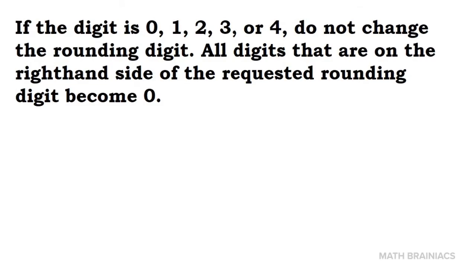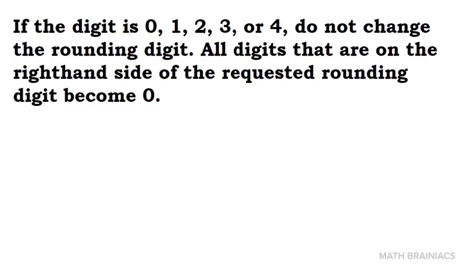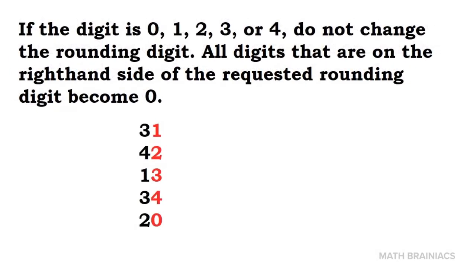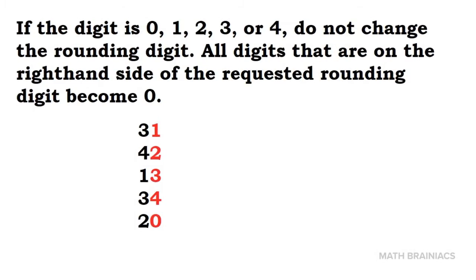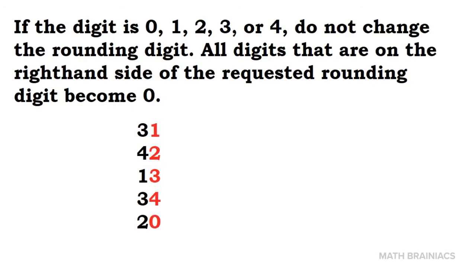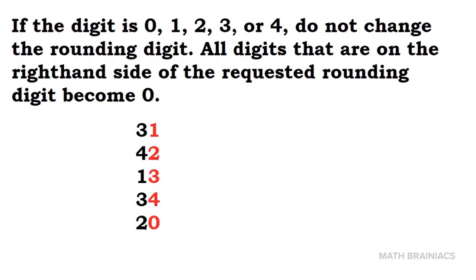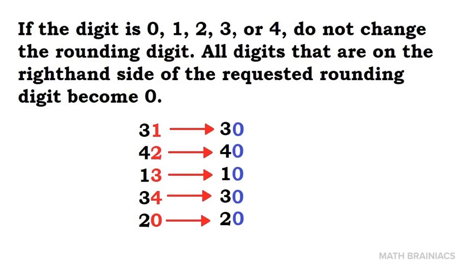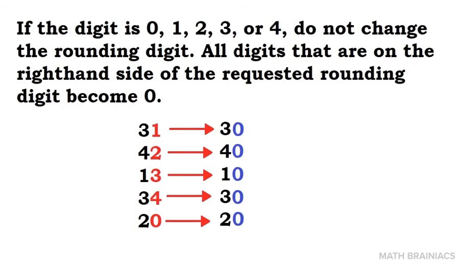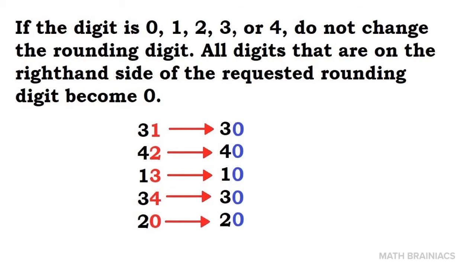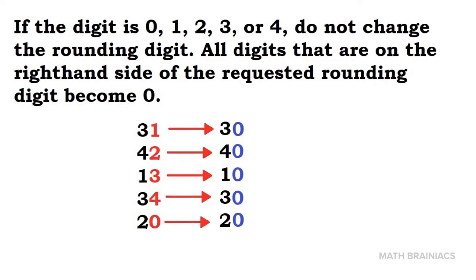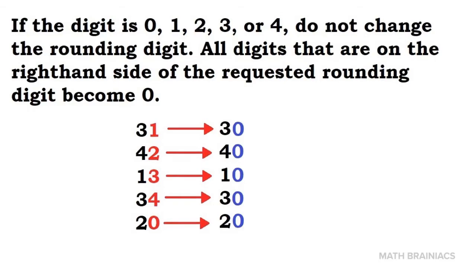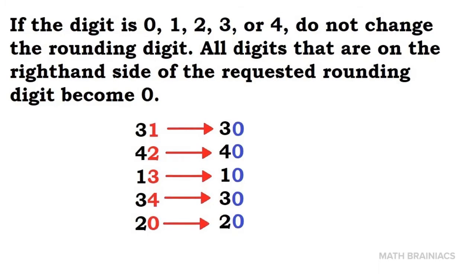If the digit is 0, 1, 2, 3, or 4, do not change the rounding digit. All digits on the right-hand side of the requested rounding digit become 0. All the digits colored black are not going to be changed, while all the digits colored red, which are on the right-hand side, will be dropped down to 0. Accordingly, the rounded off number of 31 is 30, 42 is 40, 13 is 10, 34 is 30, and 20 is 20. Remember that if the digit is from 0 to 4, it will be rounded off to 0, and don't change the rounding digit anymore.